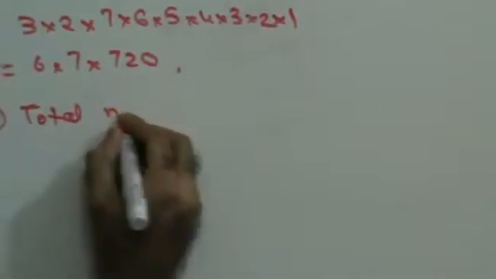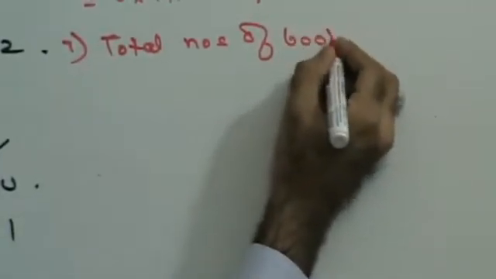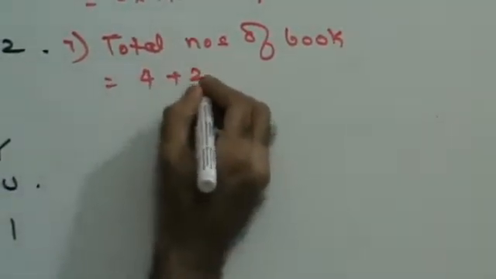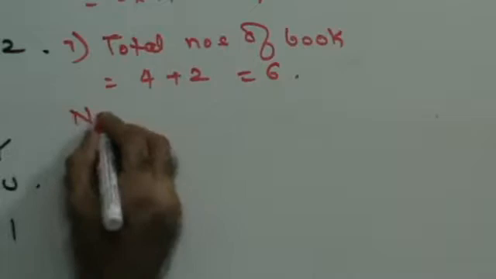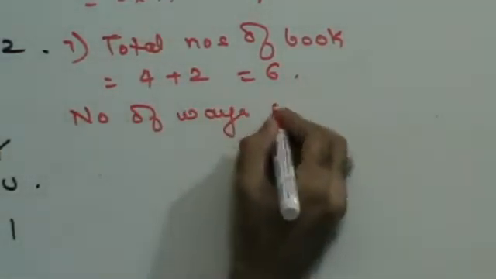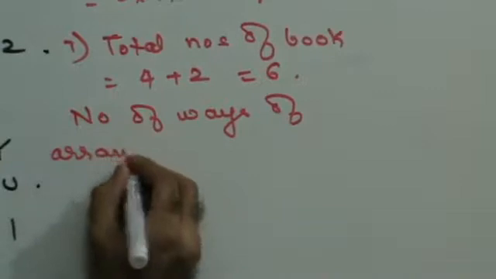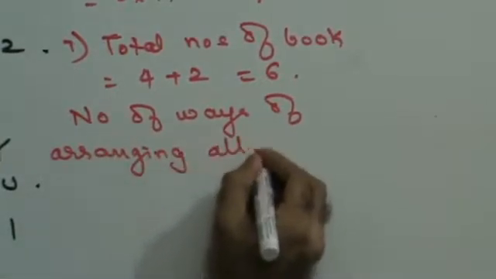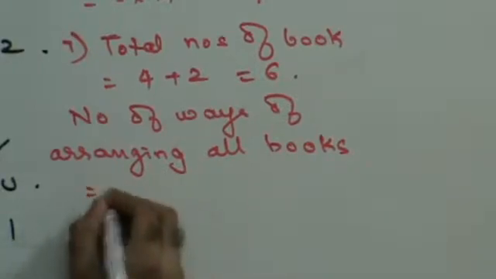Now, the total number of books that I have: there are 4 books of computer science and 2 books of maths, 6 books. If I were to randomly arrange them on the shelf, they would occupy 6 places. 6 books, 6 places. In how many ways can I arrange them? I can arrange them in 6 factorial ways. So the number of ways of arranging all the books is going to be 6 factorial.